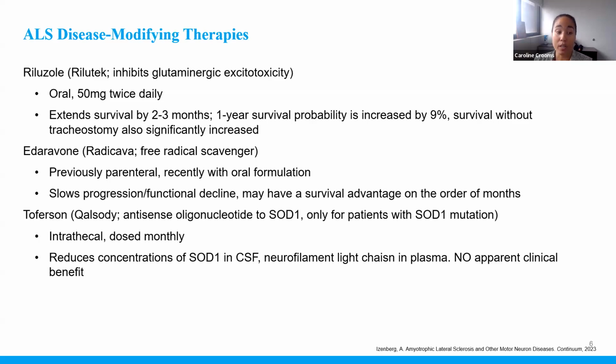And then finally, a new one that's only for a small handful of patients, tofersen, which is an antisense oligonucleotide to SOD1, which you may recall is the gene that I highlighted as implicated in certain genetic cases of ALS. And that's only for patients with the SOD1 mutation. It's an intrathecal drug that's dosed monthly, and it reduces concentrations of SOD1 in CSF and neurofilament light chains, excuse the typo, in plasma. But there's actually no apparent clinical benefit as of yet. So I think studies are ongoing, but it does have FDA approval as of 2023.